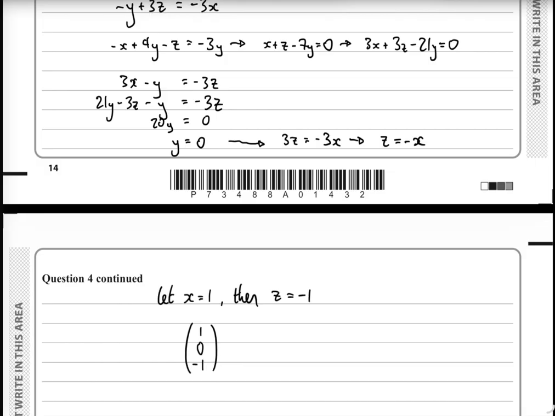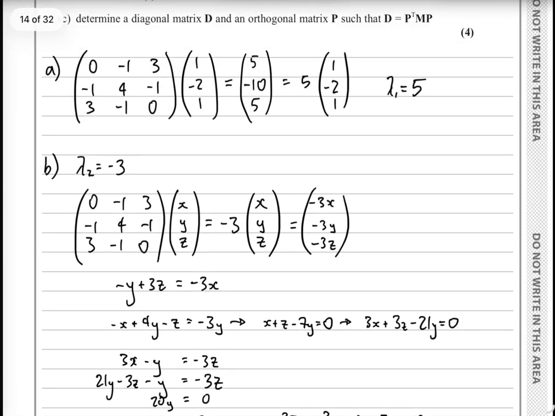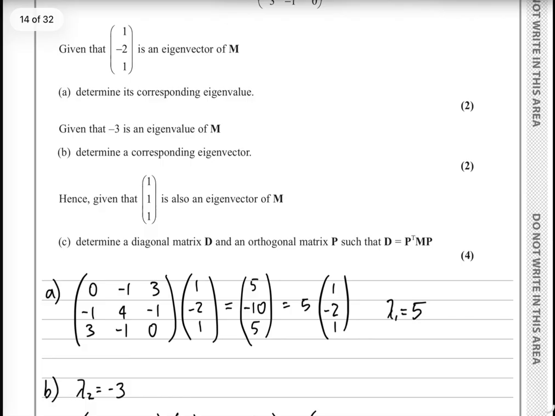If you have 2, 0, minus 2, or minus 1, 0, 1, all of those are fine, so long as this relationship is true between your two numbers that you've got there, and you've put y equal to 0, then anything there is okay. That's why it is using the word a corresponding eigenvector, not the corresponding eigenvector.